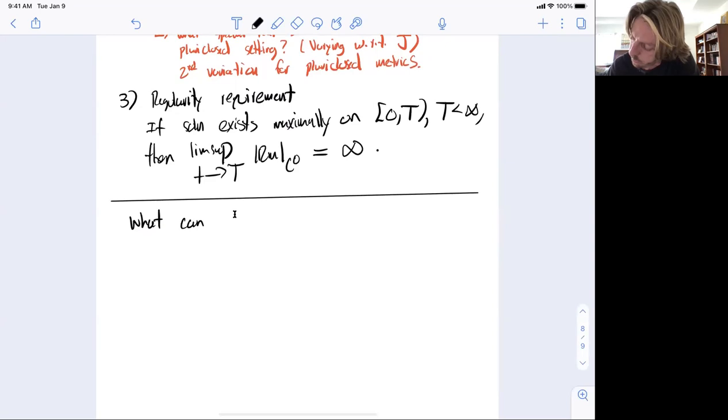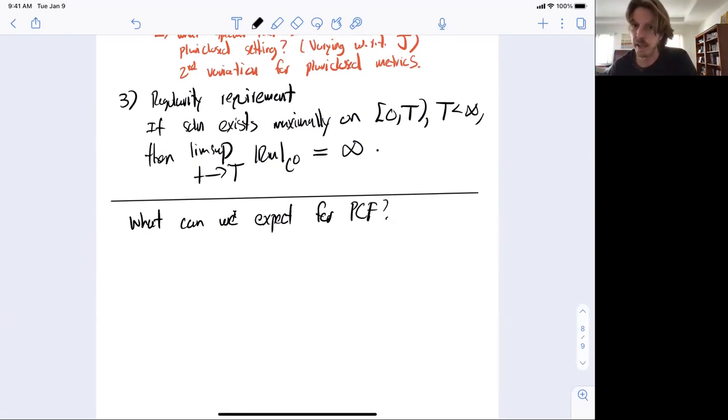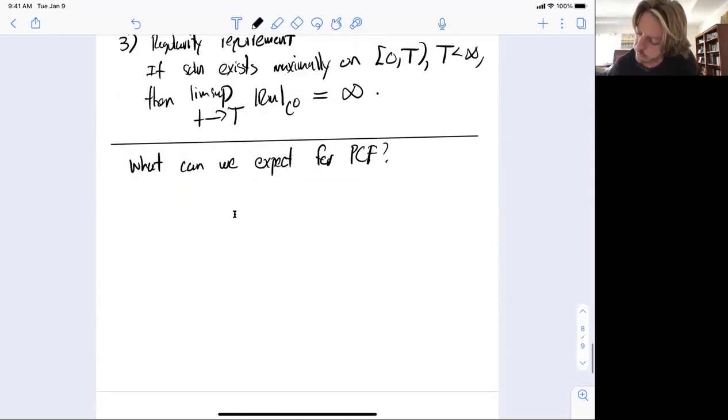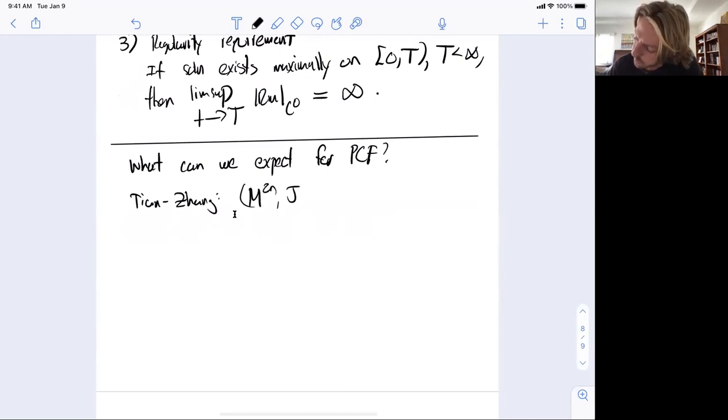So what can we expect, or hope, for pluriclose flow? To start, I'll recall this key result of Tian and Zheng, which is what you said, but I'll recall it anyway. So you have (M^n, J), a compact Kähler manifold.